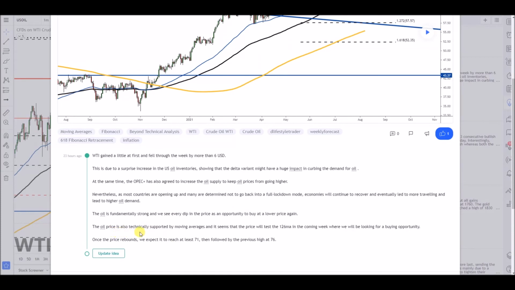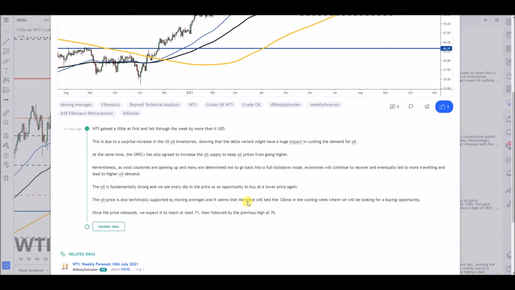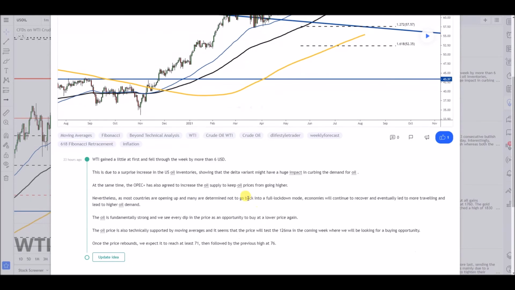The oil price is also technically supported by moving averages. You can see the price has been supported by it, and it seems that the price will test the 126 moving average in the coming week, where we will be looking for a buying opportunity. The 126 moving average is this black color moving average right here. You are seeing the price is about to reach it already, and if it reaches here, that will also be at the previous resistance support level. Pretty strong level, just right below the 61.8% Fibonacci retracement level, or rather in between 61.8 and 78.6%. A very good zone for us to look for buying opportunities.